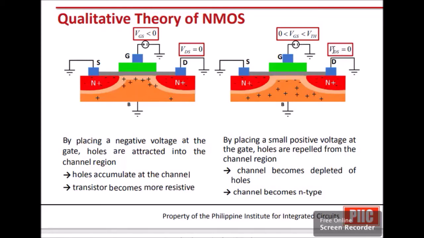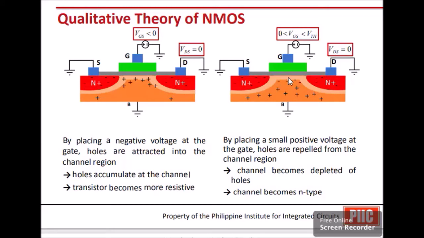Meron pa rin tayo ditong 0 pa din yung VDS. So, hindi pa po natin tinitingnan yung current flow as of the moment. Tinitingnan natin yung ating layer lang po muna. Okay. So, by placing small positive voltage at the gate, holes are repelled from the channel region. So, kapag positive ito, may positive dito na potential, and ito yung mga holes natin, they repel. Okay. So, itong mga na-accumulate kanina na mga holes, nare-repel po sila. So, instead na nag-accumulate sila dito sa channel, andito sila sa baba. Pumupunta sa baba. So, wala na sila dito sa gitna.